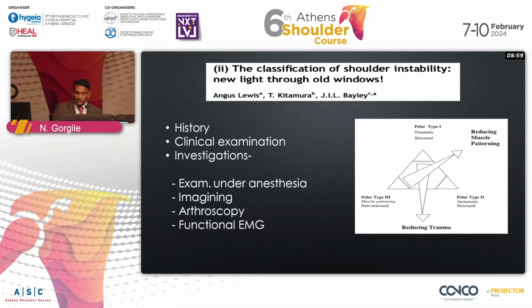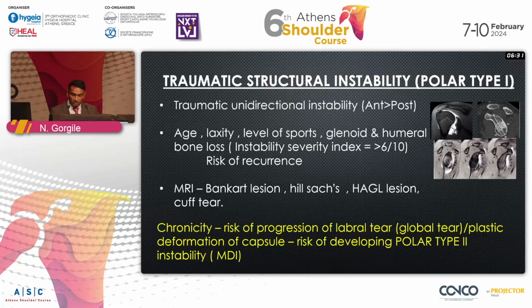Polar group 1 is traumatic structural, that is the TUBS. In polar type 2, usually it results from trauma or maybe less trauma or microtrauma. And most of these patients have some kind of structural lesion, although it may not be very significant. And polar type 3 is mostly non-traumatic and non-structural, and it mainly includes the patients with predominant muscle abnormalities or activation. Coming to polar type 1, usually it is traumatic and unidirectional.